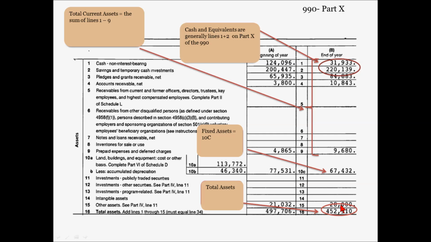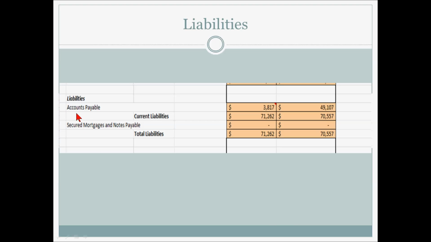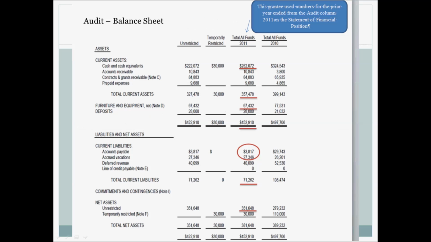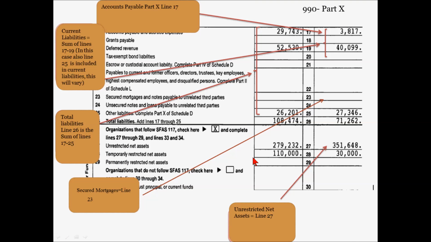The liabilities section is next. Accounts payable. An entry that represents the entity's obligation to pay off short-term debt to its creditors. The accounts payable entry is found on a balance sheet under the heading Current Liabilities. Accounts payable can be found on the audit balance sheet. On the 990, liabilities are Part 10 on line 17.